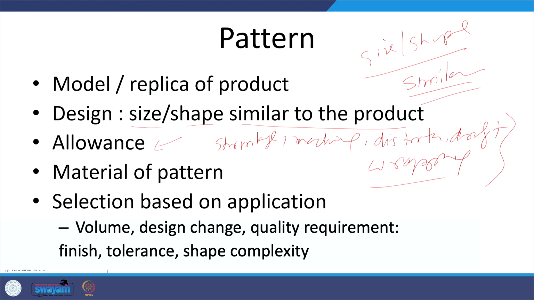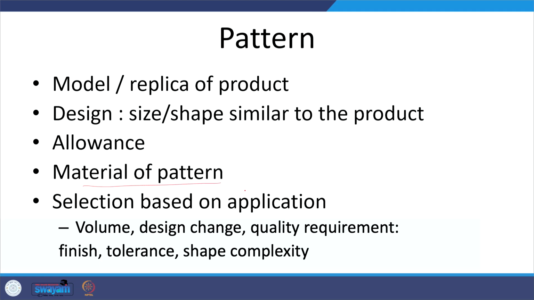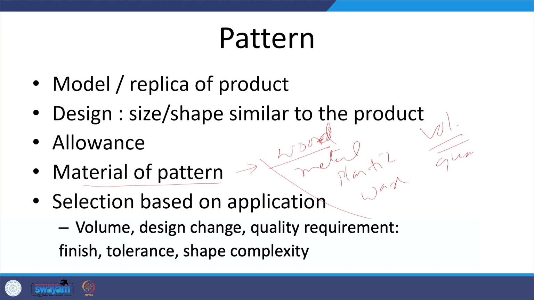Now, the pattern material. There can be multiple types of pattern materials. The most common one is wood, then metal, then there is a possibility of using plastics and wax. So, depending upon the volume of the castings, the number of units to be produced, and the quality requirements in terms of the complexity of the shape, the surface finish, the dimensional control desired, and the fineness of the various features in the casting, that will significantly determine the kind of pattern material to be used.